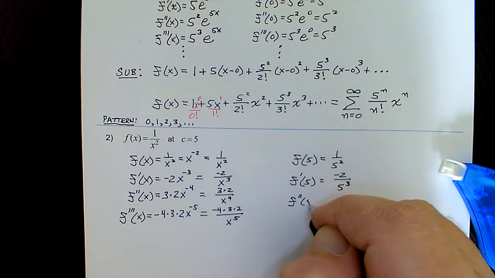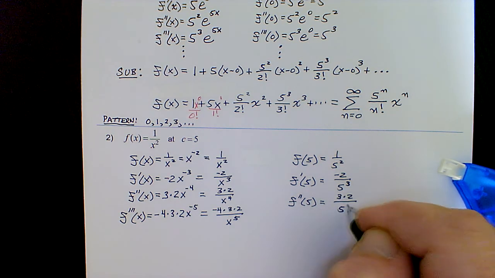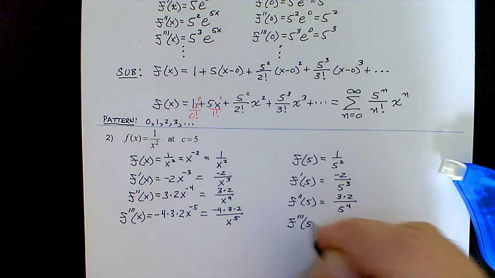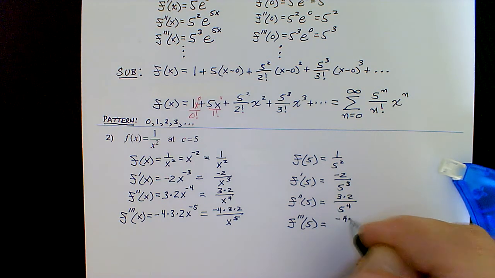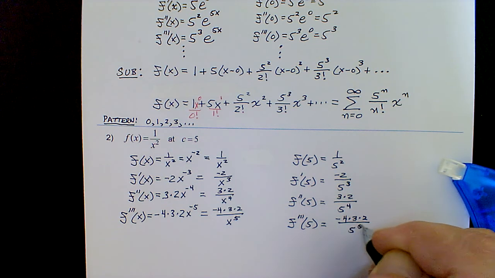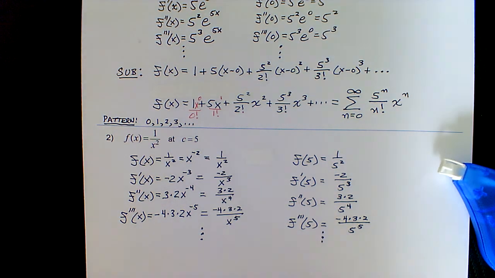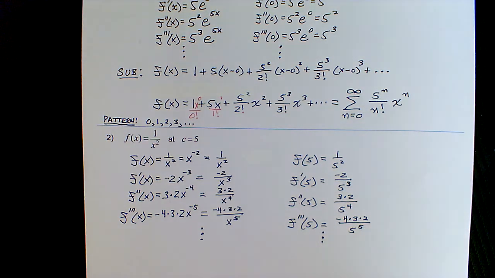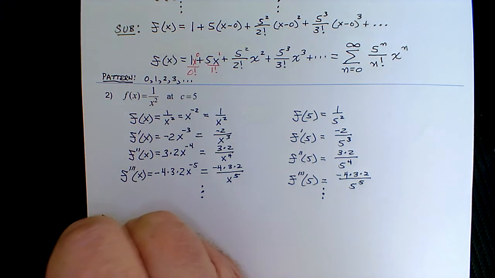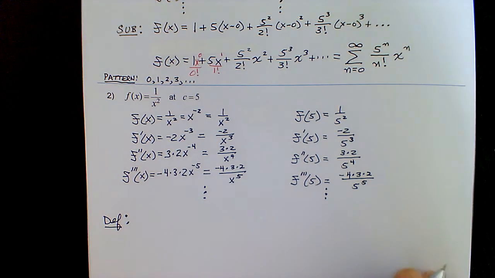f double prime of 5, 3 times 2, we're preserving the factorial. 5 to the 4th, leave it like that. And then finally f triple prime of 5, the negative 4 times 3 times 2 over 5 to the 5th. And we're going to leave that as well. Okay, now you could of course go on with each of those, but that's going to be sufficient because I think we have enough to have established the patterns.